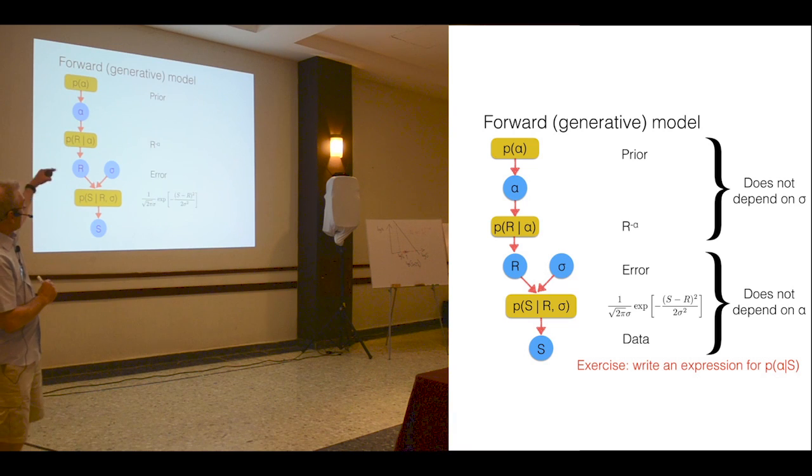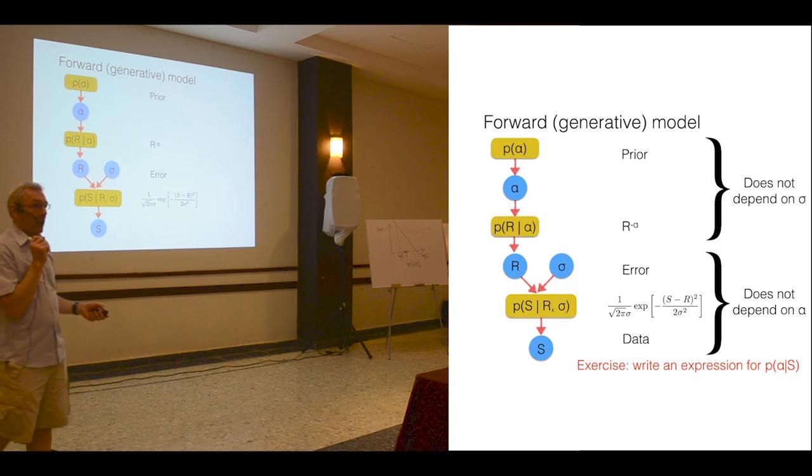So we divide the problem into levels of the hierarchy, as it's called, starting from the thing that we want in the end, and getting to the data at the bottom. So we have data at the bottom, and then the thing that we want to infer at the top, which is alpha.